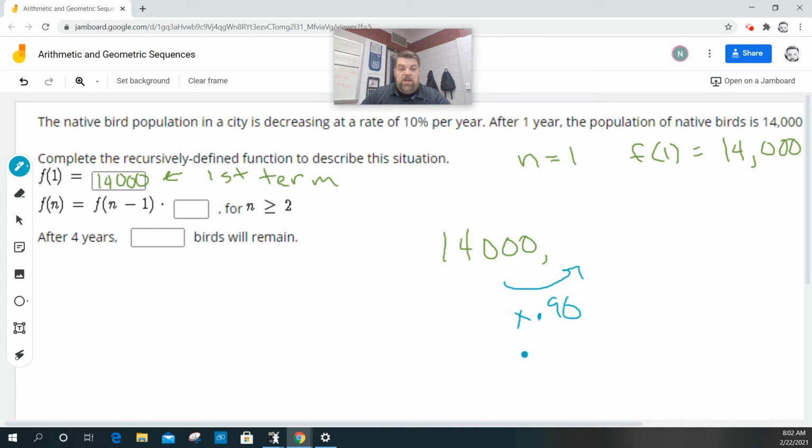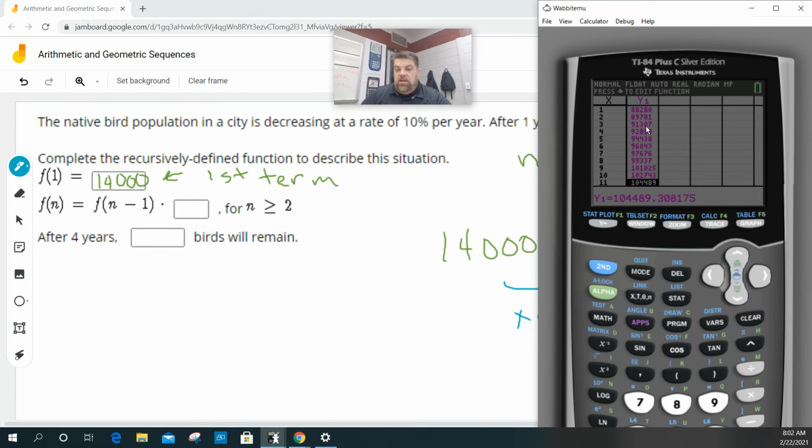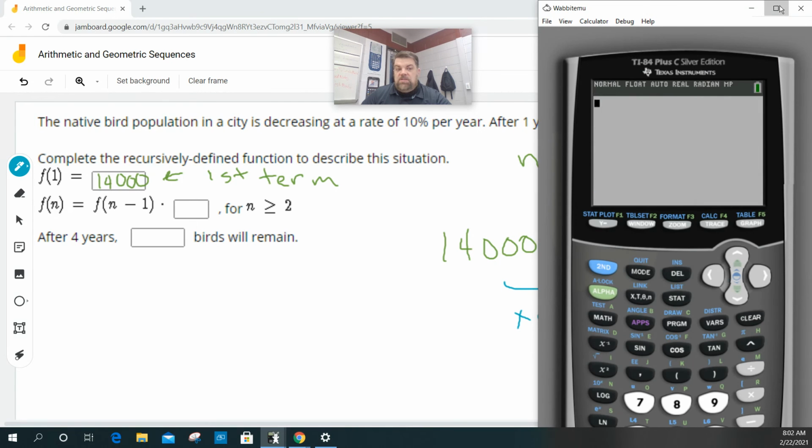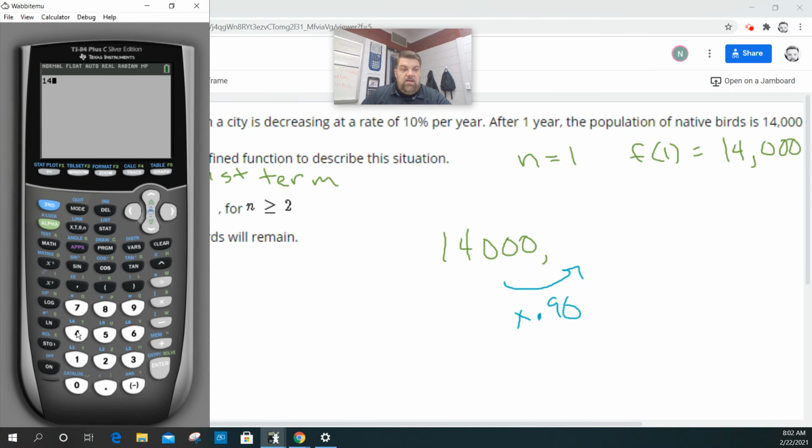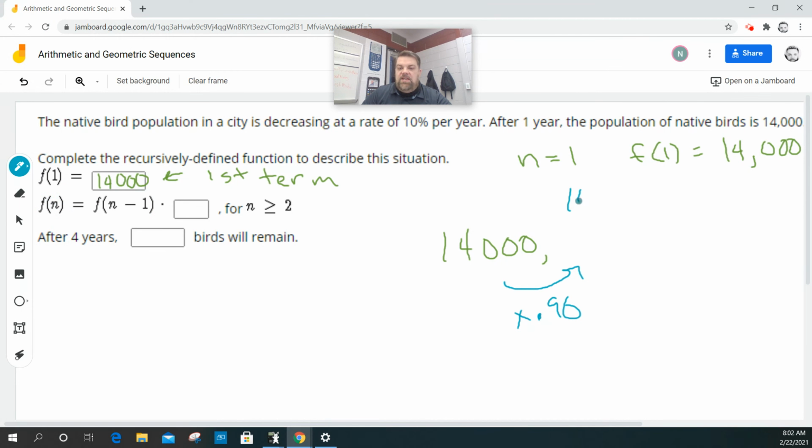So let's do that real quick on the calculator. I'm going to clear this mode, and type 14,000 times 0.90, which is the same as 0.9, right? Now, where does the 0.9 come from? Well, you're really taking 100% of the item, which is really just 1, and subtracting 10% as a decimal, which is 0.10, which leaves you with 0.9, right?